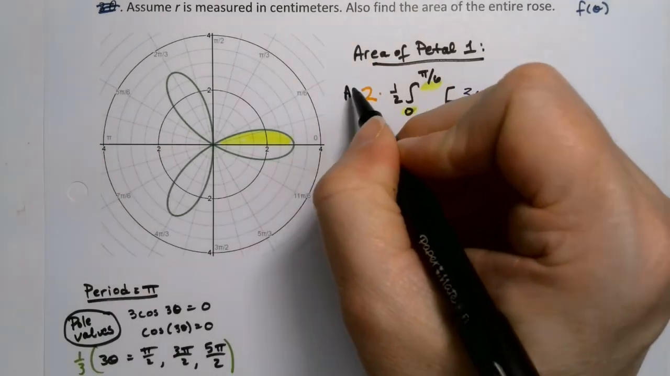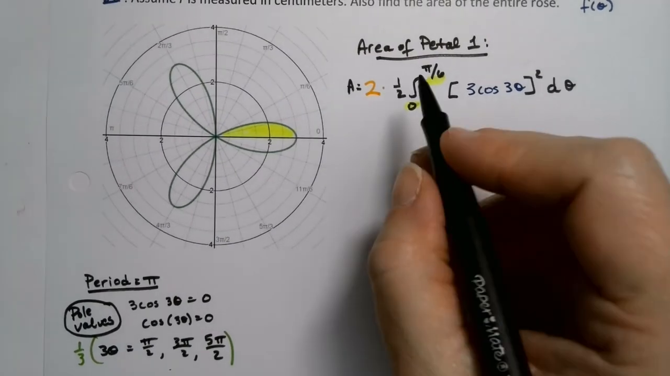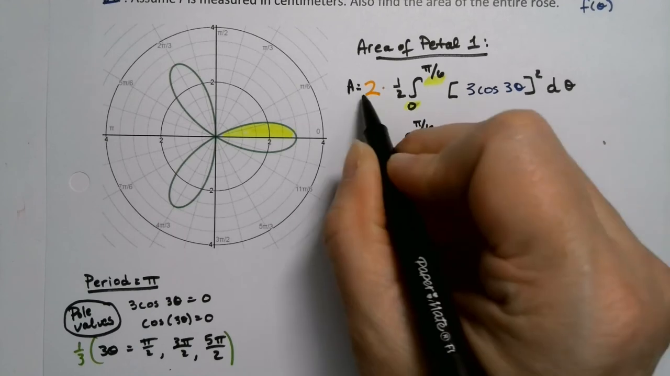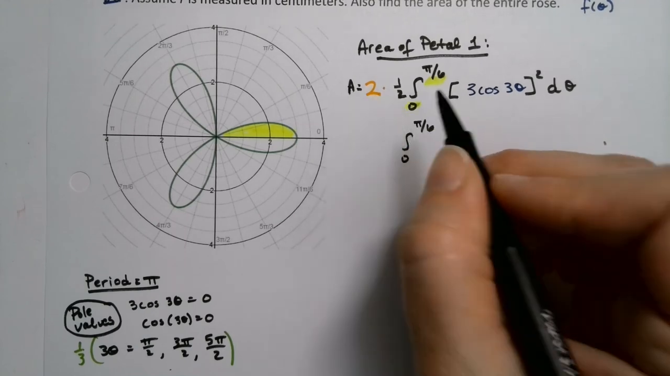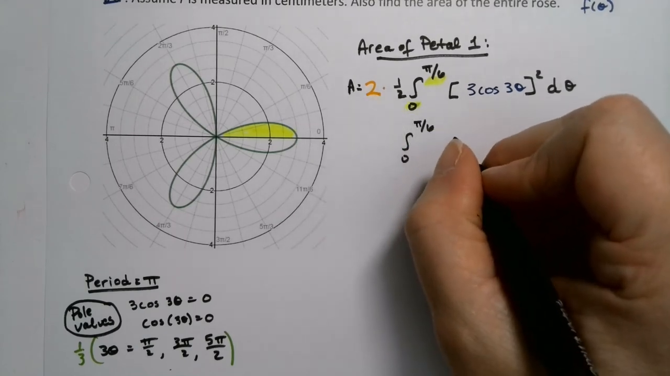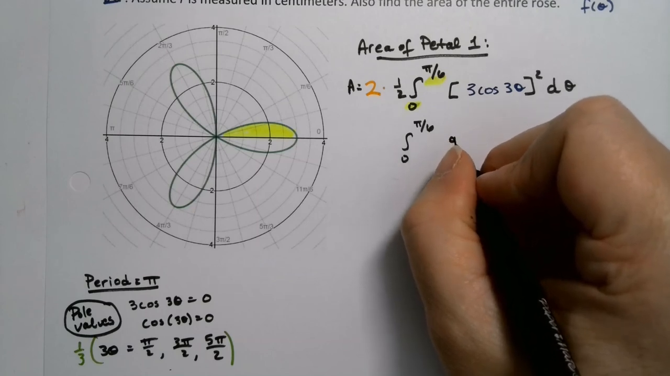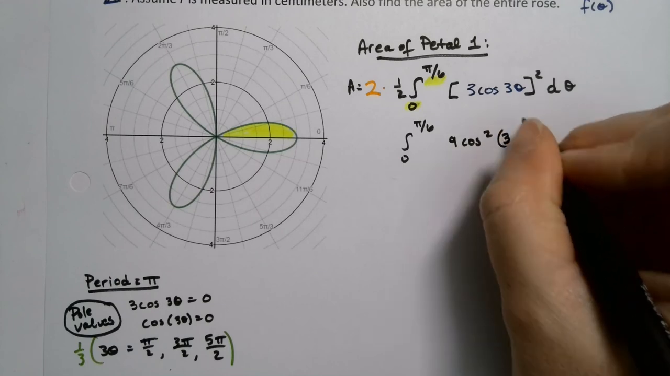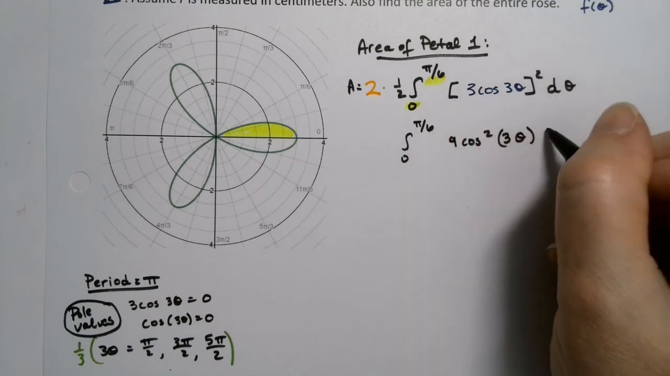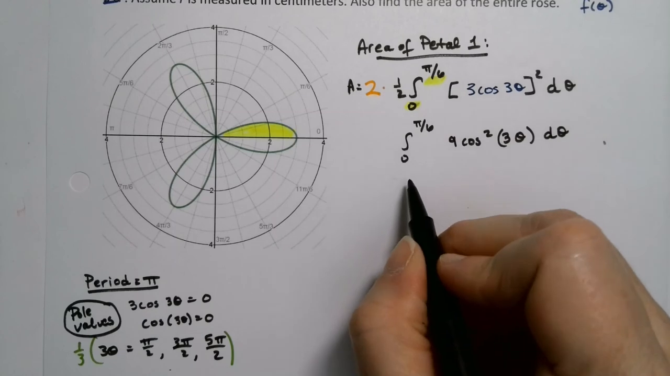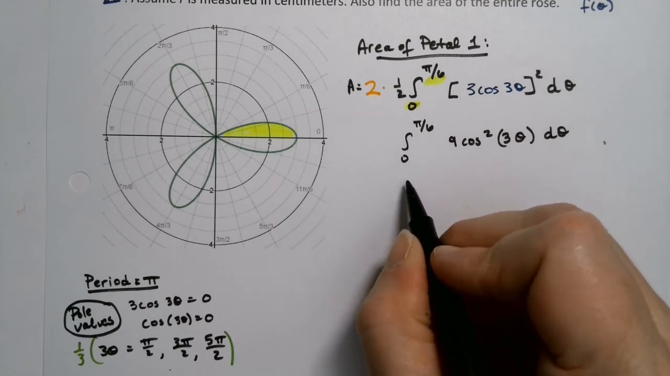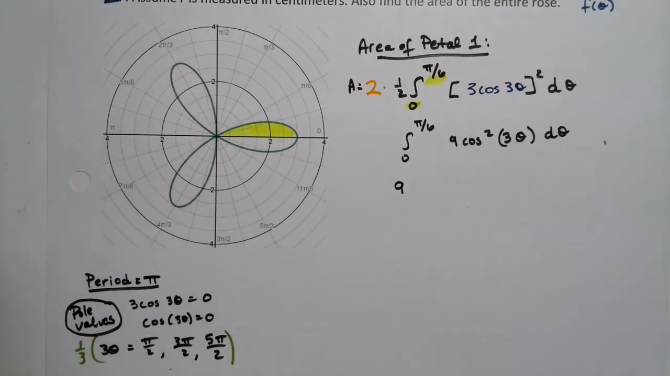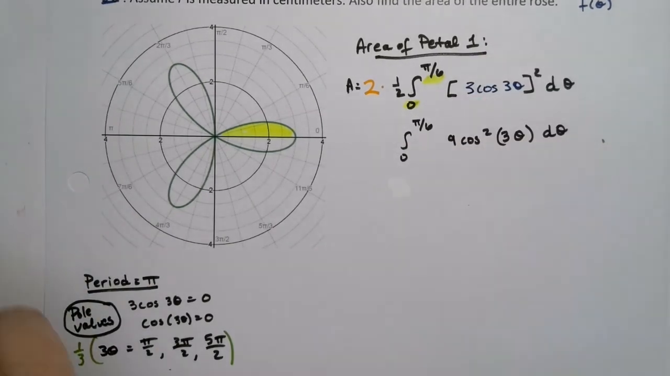So A. Okay, so that area is equal to the integral from 0 to pi over 6. I don't have to worry about these because they cancel, right? 2 times a half. So 0 to pi over 6, and then that's 9 cosine squared of 3 theta, right? Because 3 times squared is 9. All right, now I have to integrate this. There's a 9 out in front, obviously, but I need a little space here.